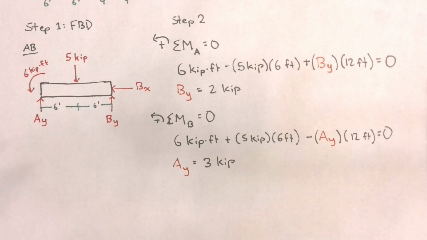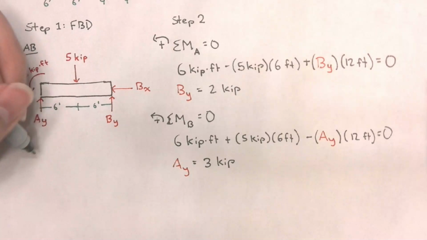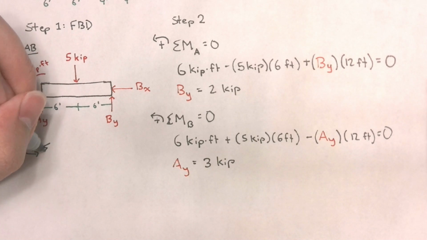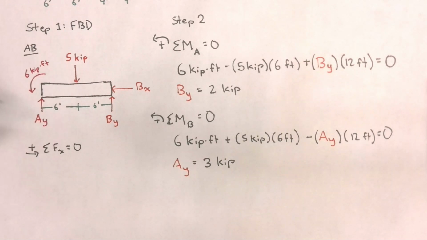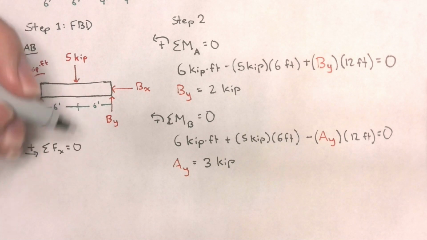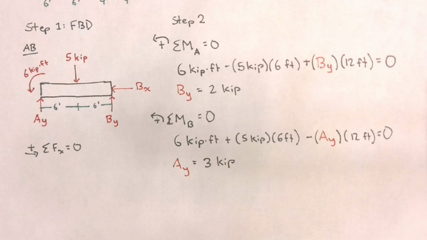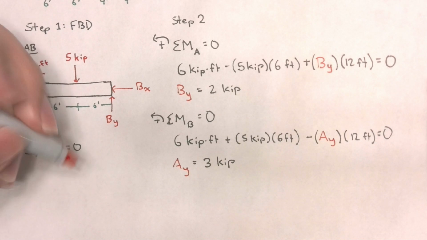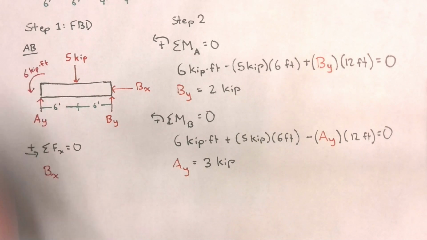Our reaction in the x direction can be found by taking the sum of forces in the x direction. And in this case, we only have one force acting in the x direction, and that's our unknown Bx, which means that Bx will be equal to 0.